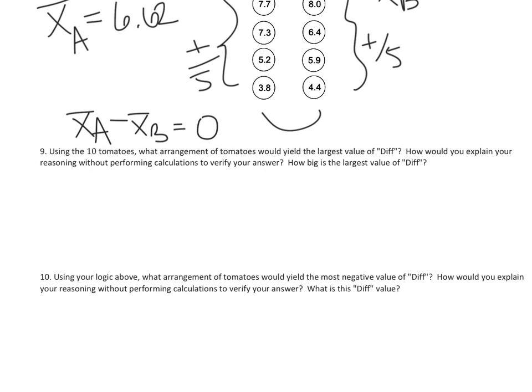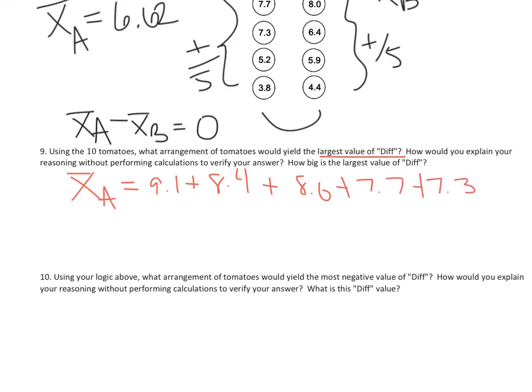It asks you then, using the 10 tomatoes, what arrangements would yield the largest diff value? So what would give you the largest diff value, and how would you get that to happen? Well, to get the largest diff value, what you would want is just to have the largest tomatoes in group A. So I'm going to pull all the largest tomatoes out. So that would be 9.1, 8.4, 8.0, 7.7, plus 7.3. If you put all those together and divide them by 5, you get the highest possible mean of 8.1.